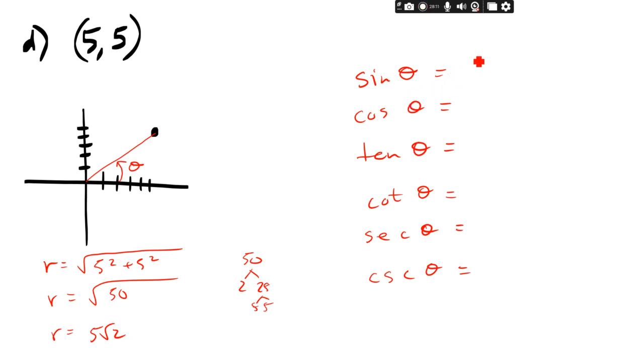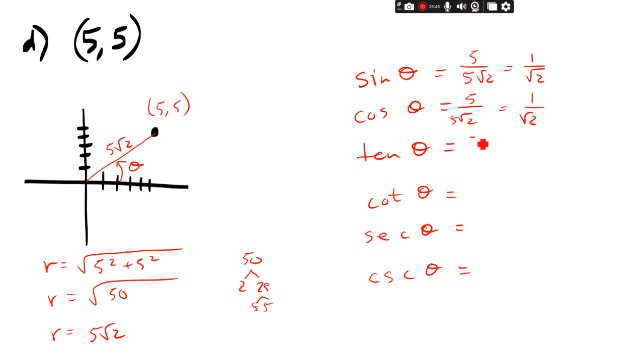So, sine ratio. Let me put all the figures in here. This is 5, 5, and this is 5 root 2. Y over R, is that right? And then can I reduce the 5s? Yeah, as long as there's no addition. If it was something like 5 plus 7 over here, then no, I couldn't do it. Oh, that's funny. So sine and cosine are exactly the same, is that right? Okay, that's cool. 1 over root 2.